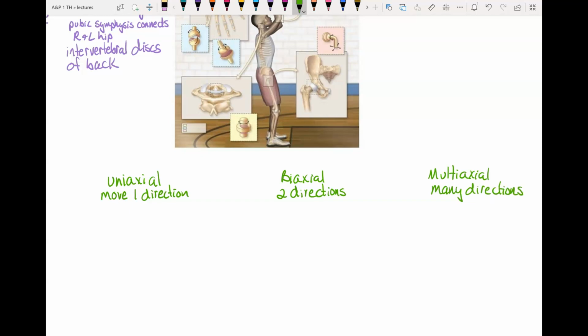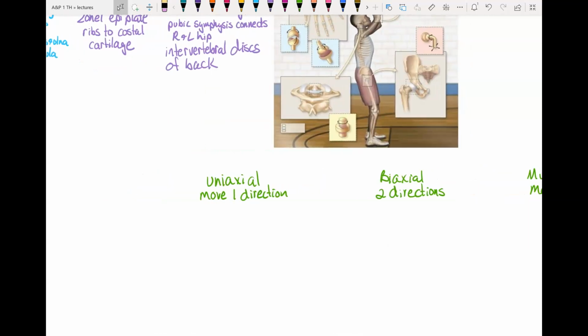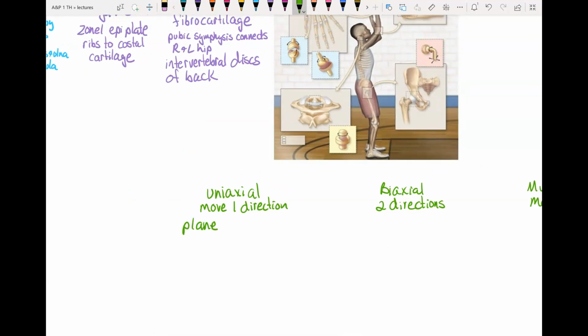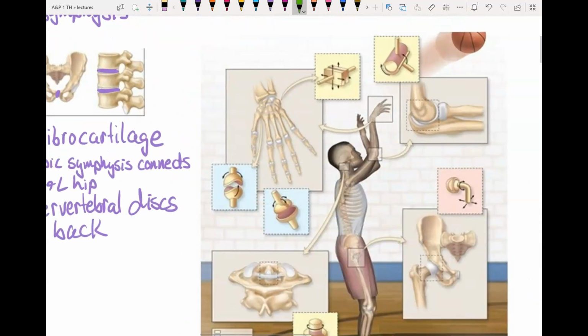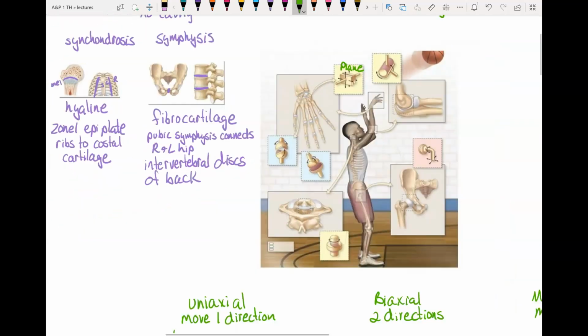Then under each of these, we're going to have some types. So for uniaxial, we're going to have 3 uniaxial joints. There is the plane joint. And right up here, this one is the plane joint. Okay, so an example of the plane joint is in your wrist.